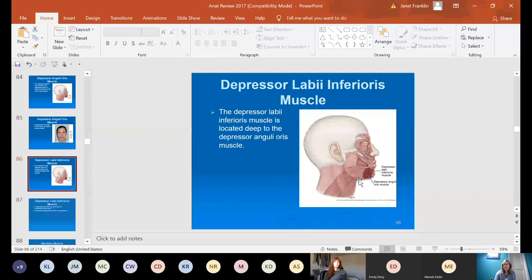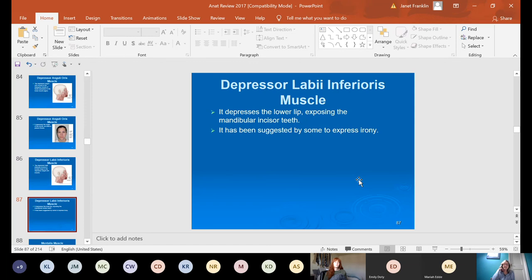And then your depressor labii inferioris. Again, break down the words. Depressor, going to pull it down; labii, the lip; inferioris, lower. It depresses the lower lip, exposing the mandibular anterior teeth.